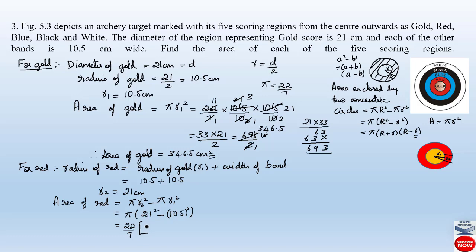So a plus b will be 21 plus 10.5, into a minus b, which will be 21 minus 10.5. Okay, so how much is this going to be? That will be 22 divided by 7, into 21 plus 10.5, which is 31.5, into 21 minus 10.5, which is 10.5.